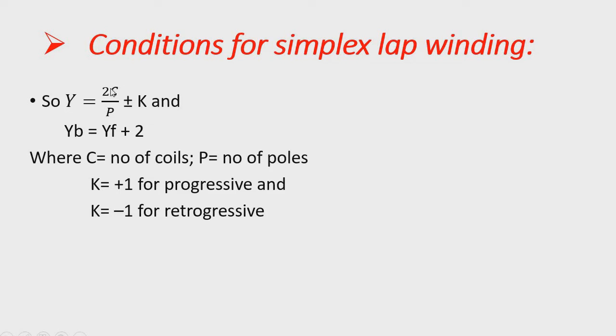Now one equation is required for finding the back pitch and the front pitch. So the equation is given by, this is YB. YB is equal to 2C by P plus or minus K. And again YB is given by YF plus 2. So simply we can get the value of YF by subtracting 2 from this YB. So YF is given by YB minus 2, where C is the number of coils, which is given in the problem, P is the number of poles, and K is equal to plus 1 for the progressive and K is equal to minus 1 for the retrogressive, as discussed earlier.